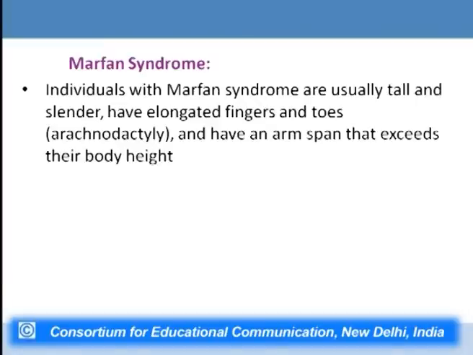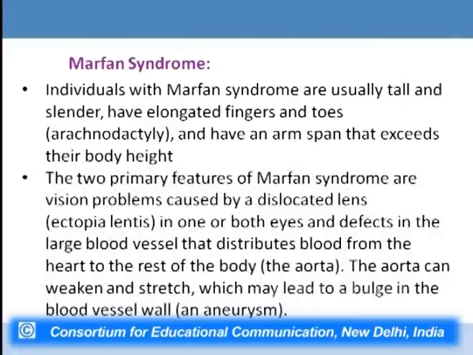Now, individuals with Marfan syndrome suffer from multiple anomalies. They usually are very tall and slender, and they have elongated fingers and toes, a condition known as arachnodactyly. And they have an arm span which exceeds their body height. That means they have such long arms that the total length of both arms combined exceeds their total height. This is one of the recognizing features of an individual suffering from this syndrome.